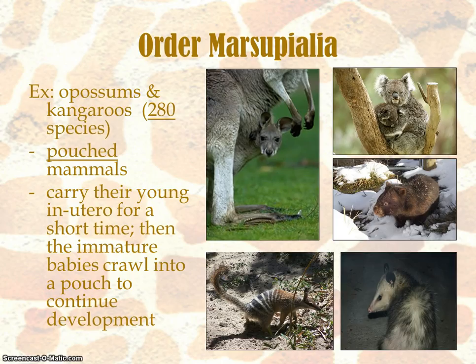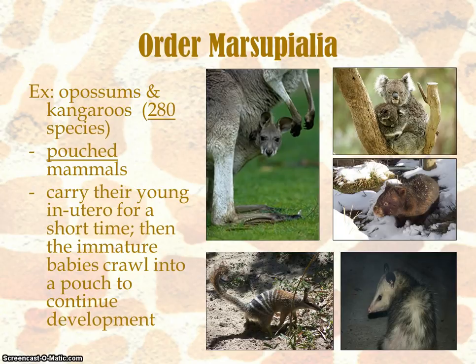Your marsupials, another order of mammals. This would be your possums, your kangaroos. Okay, they have pouches, and their pouch is where they carry their young and allow their young to fully develop before their young are able to survive on their own.